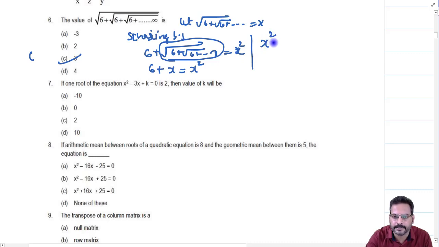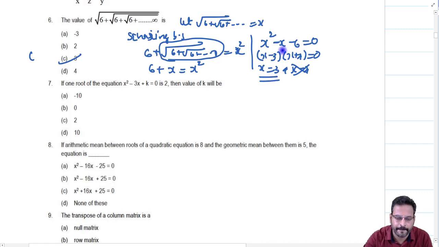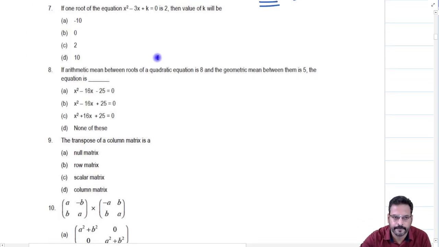Or we can write it like that: x square minus x minus 6 equal to 0. So it is a quadratic equation, we can solve it. Sum minus 1 and product minus 6, so x minus 3 into x plus 2 equal to 0. So x equal to 3 and x is equal to minus 2. x will not be minus 2. Therefore, x is equal to 3. x will not be minus 2 because the root of a positive number cannot be a negative quantity.